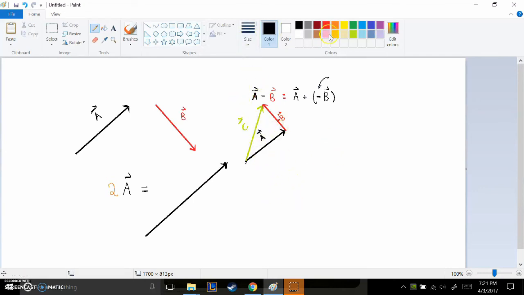So let's say we have some scalar d, and we want to multiply that scalar to the sum of two vectors like A plus B. This is the same as distributing d inside here.